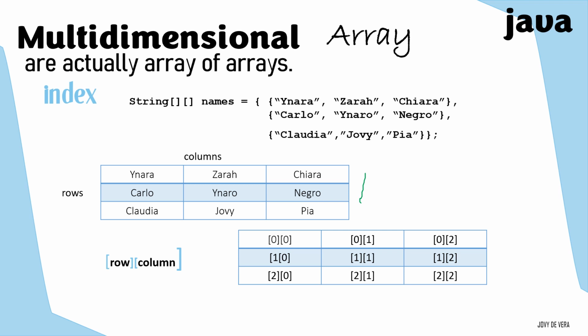I'm pertaining to this. The index of Inara is 0 sub 0. For Zara, 0 sub 1. For Kiara, 0 sub 2. Let's dive into the second row. So the index for Carlo is 1 sub 0, Inaro 1 sub 1, Negro 1 sub 2. And lastly, Claudia, the index is 2 sub 0, Jovi 2 sub 1, Pia 2 sub 2. Okay? So I hope this presentation clarifies your understanding about the index of an array.